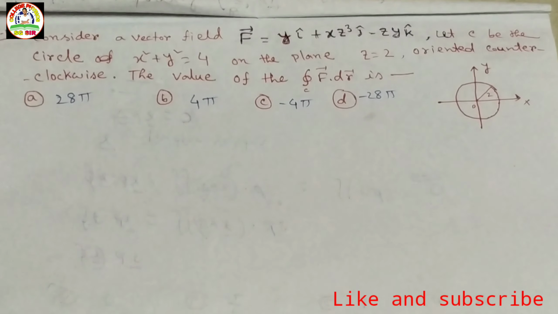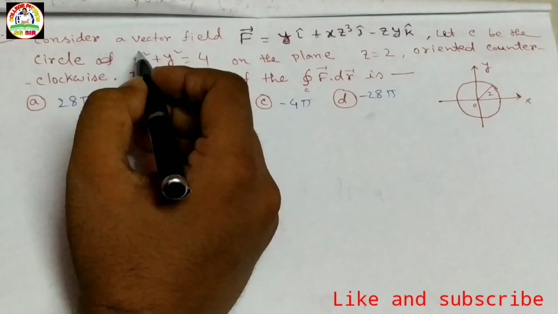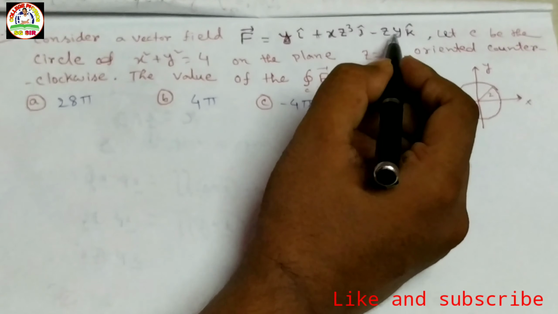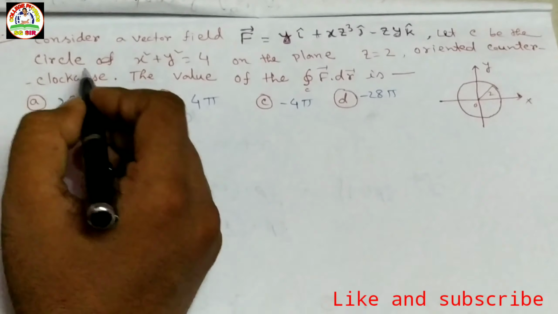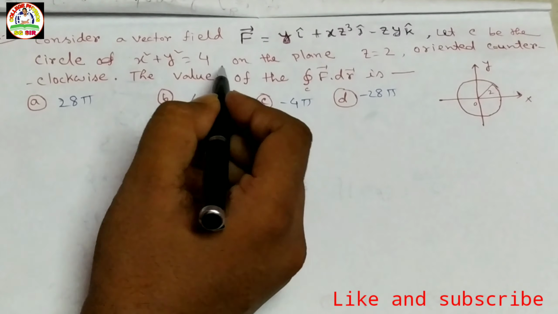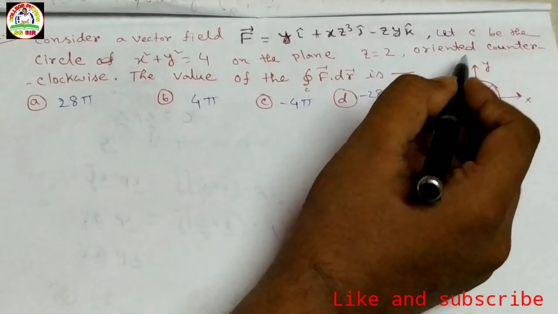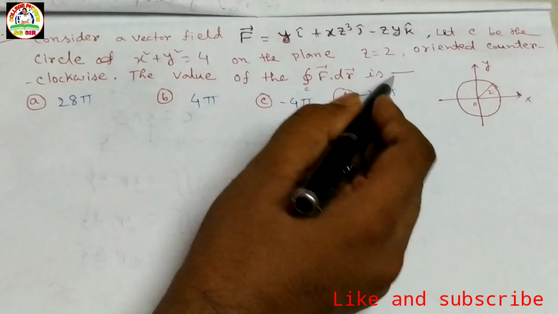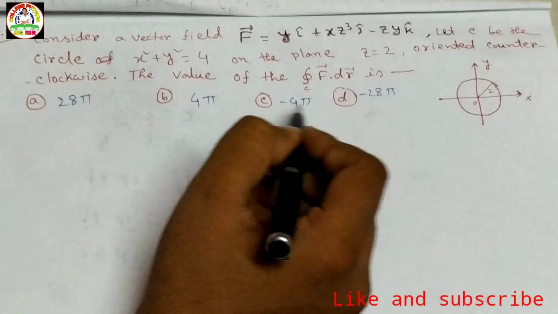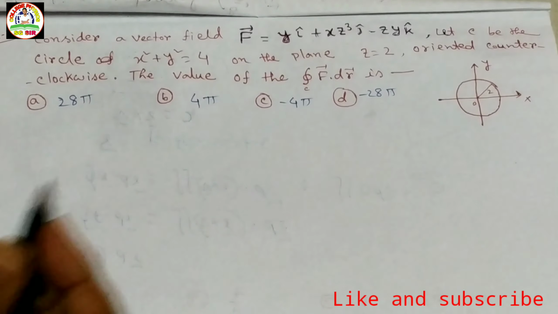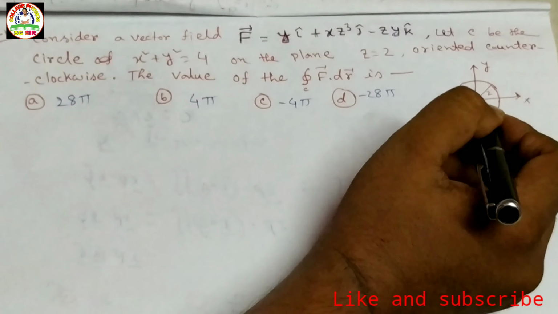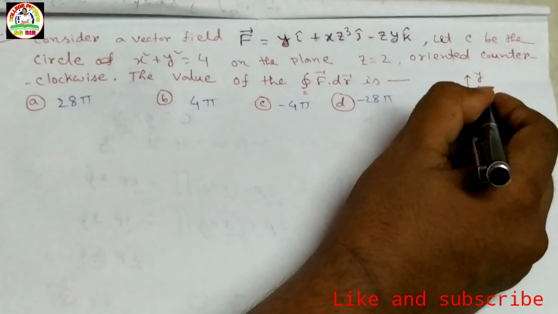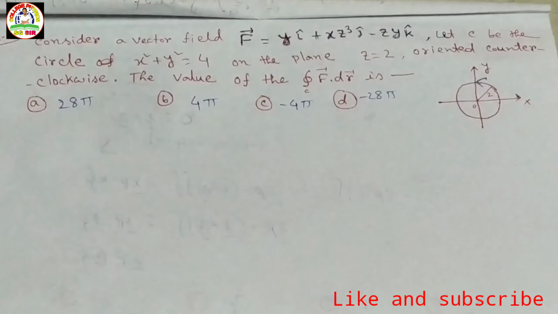Now another problem from JAM 2015. Consider a vector field F equal to y i cap plus xz cube j cap minus zy k cap. Let C be the circle x square plus y square equal to 4 on the plane z equal to 2 oriented counterclockwise. The value of the integration f dot dr is 28 pi, 4 pi, minus 4 pi, minus 28 pi. So here the circle of radius 2, which is oriented counterclockwise, means anti-clockwise direction.